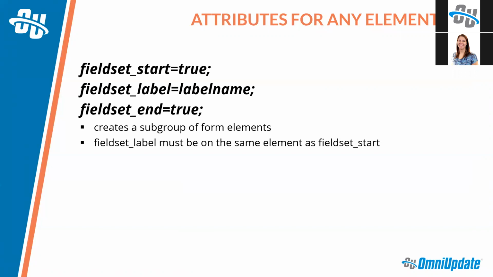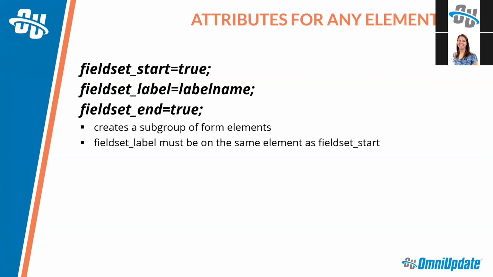Whichever one I want to be the last in the group, I'll give it field set underscore end is equal to true. And then to put a label on it, to have kind of a name for the group, in the same advanced attribute box that I have that field set start, I'm going to add in field set label. And I'm literally just going to type the text that I want it to be.